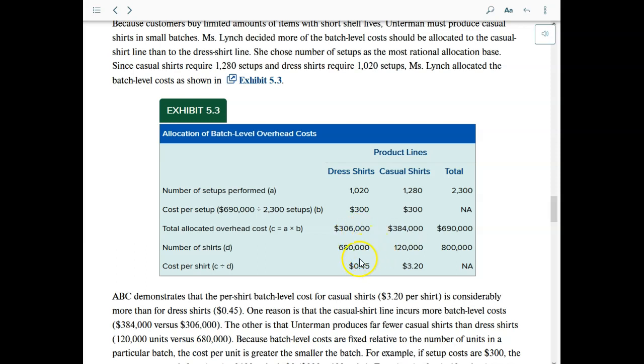We allocate it based on batches. But to give an idea how much per shirt this is costing us, divide by the number of shirts being produced, and it's 45 cents per dress shirt, but $3.20 per casual shirt. We have more batches, more setup cost, but producing fewer shirts. So we have a lot more per shirt, not per setup, per shirt of this allocated to casual shirts.